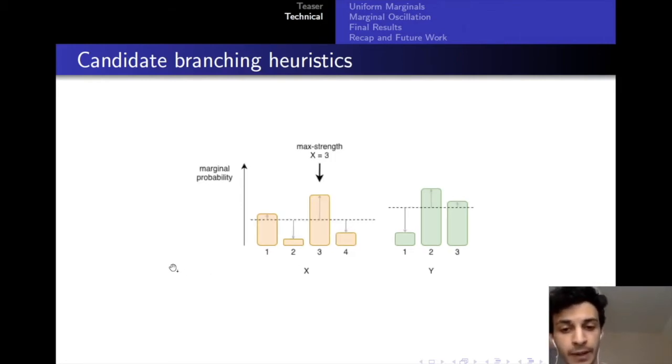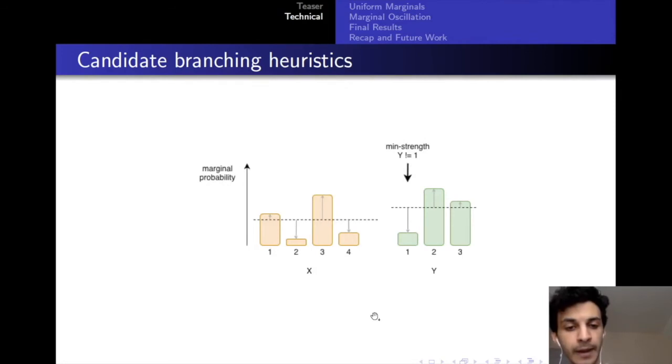Then we have max strength. Here the idea is to compute a sort of divergence measure between the marginal probability and the uniform distribution, which is just the reciprocal of the domain size. And max strength branches in the direction that maximizes the positive difference between the marginal and the uniform distribution. And finally, min strength, similar ideas, except that on the left branch we disallow the variable value that minimizes this marginal strength.